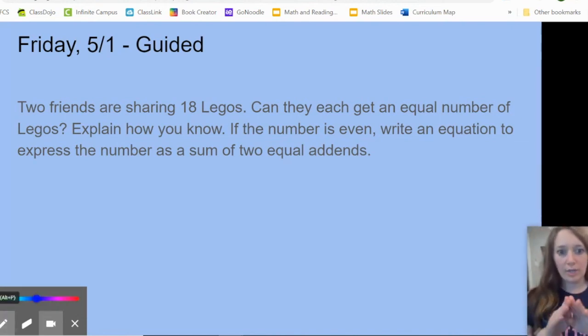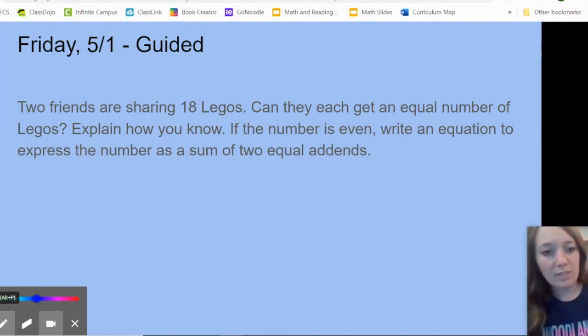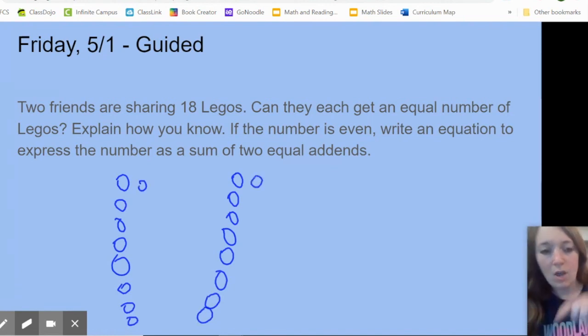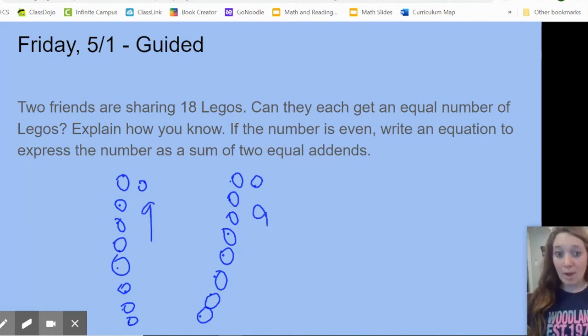So let's see, they're each sharing 18 Legos. So this friend will get 1, this friend will get 1. So now I've done 2, 3, 4, 5, 6, 7, 8, 9, 10, 11, 12, 13, 14, 15, 16, 17, 18. Were they each able to get the same amount? Let's see. This one got 1, 2, 3, 4, 5, 6, 7, 8, 9. This one got 1, 2, 3, 4, 5, 6, 7, 8, 9. This one got 9, and this one got 9. They were both able to get the same amount.